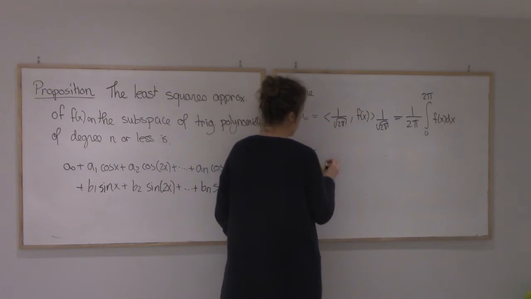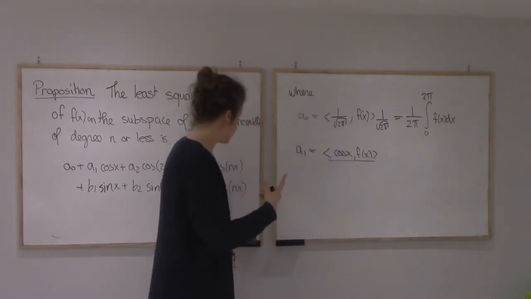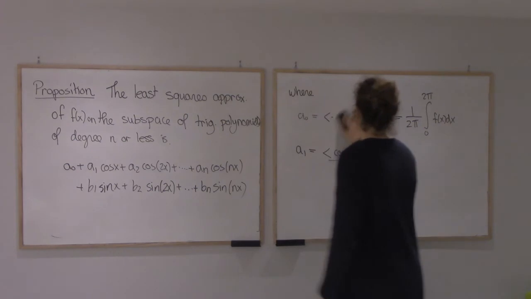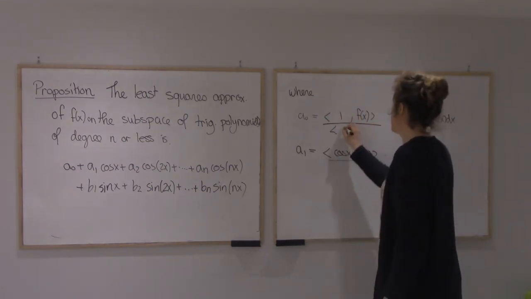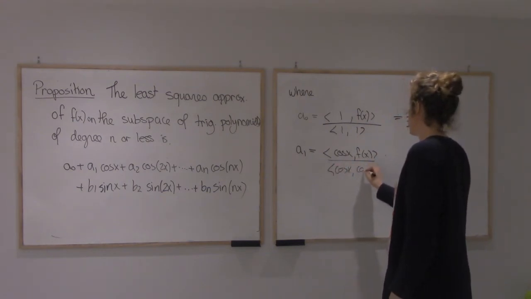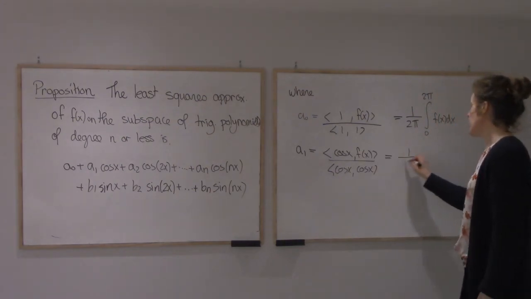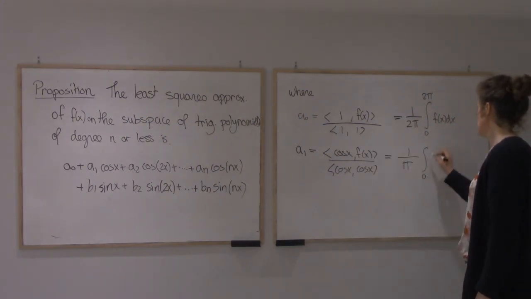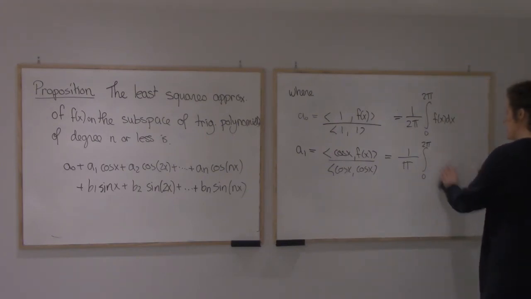Alright, a1 is the integral of cos of x and f of x, but I need to divide. If you want, you can see it that way. That's actually quite nice. Let me do it like that here as well. I need to divide by the length of 1 here. I need to divide by the length of cosine here, squared, and so that's going to be 1 over pi that I divide by. So f of x, cos of x.